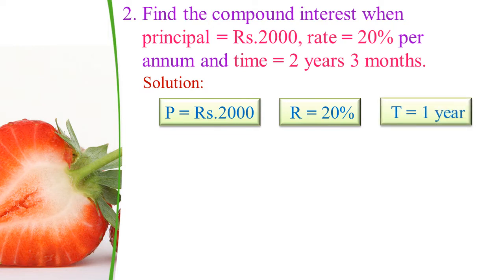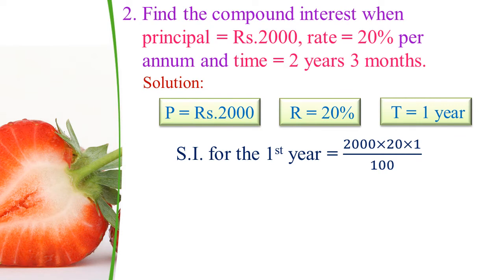Now we are going to calculate the simple interest for the first year. The formula is P multiplied by R multiplied by T by 100. Here P, which is 2000, multiplied by R, which is 20, multiplied by T, which is 1 by 100. Here 0 and 0 gets cancelled out.